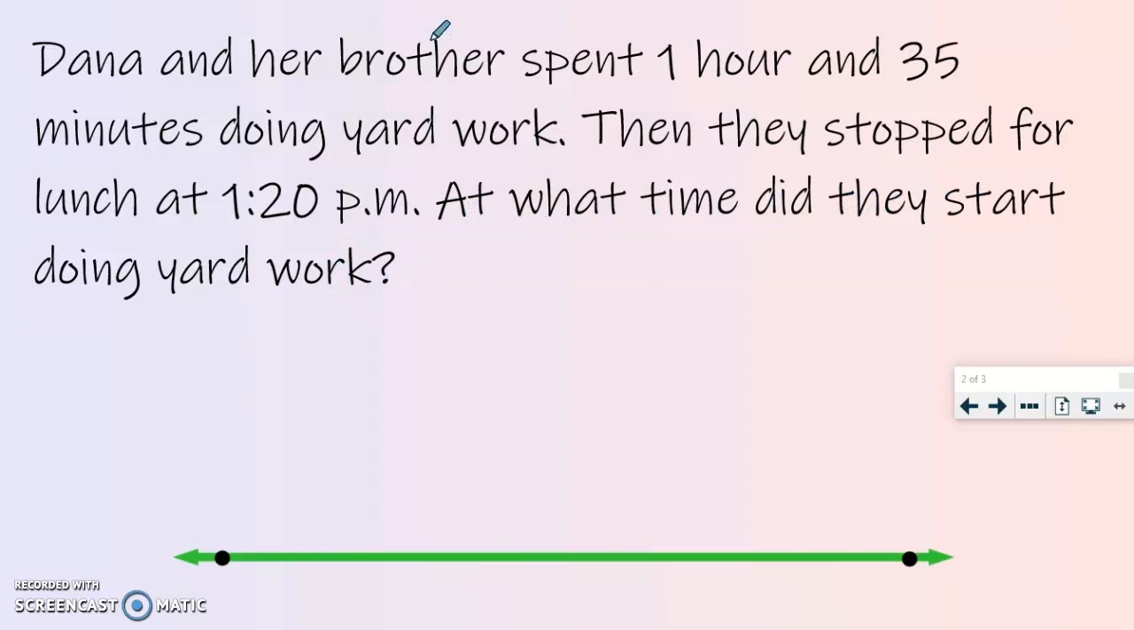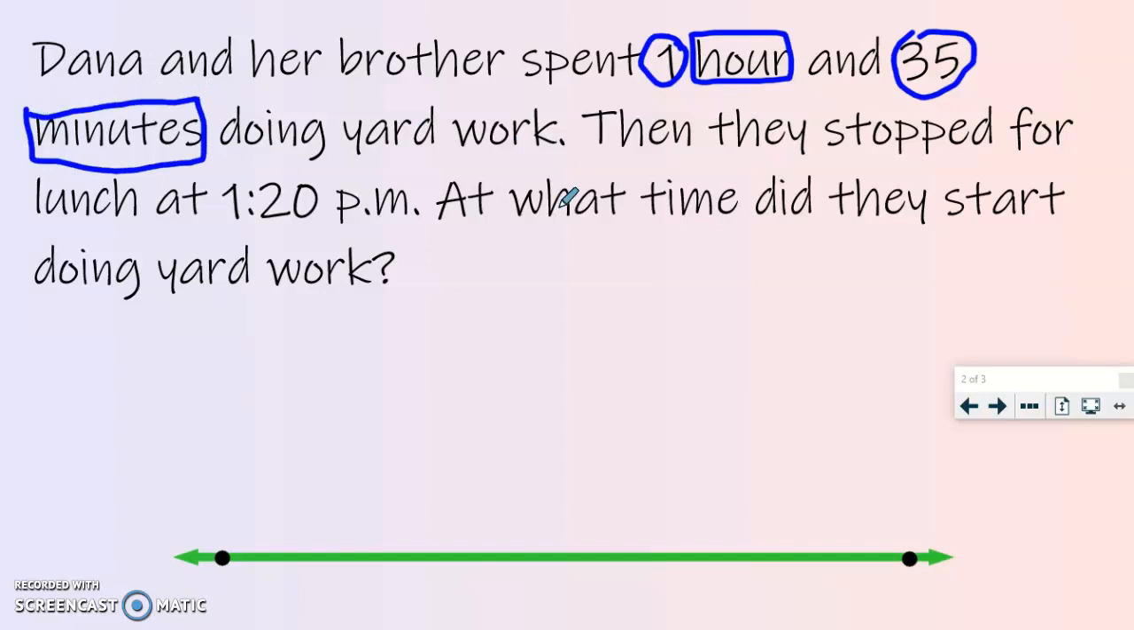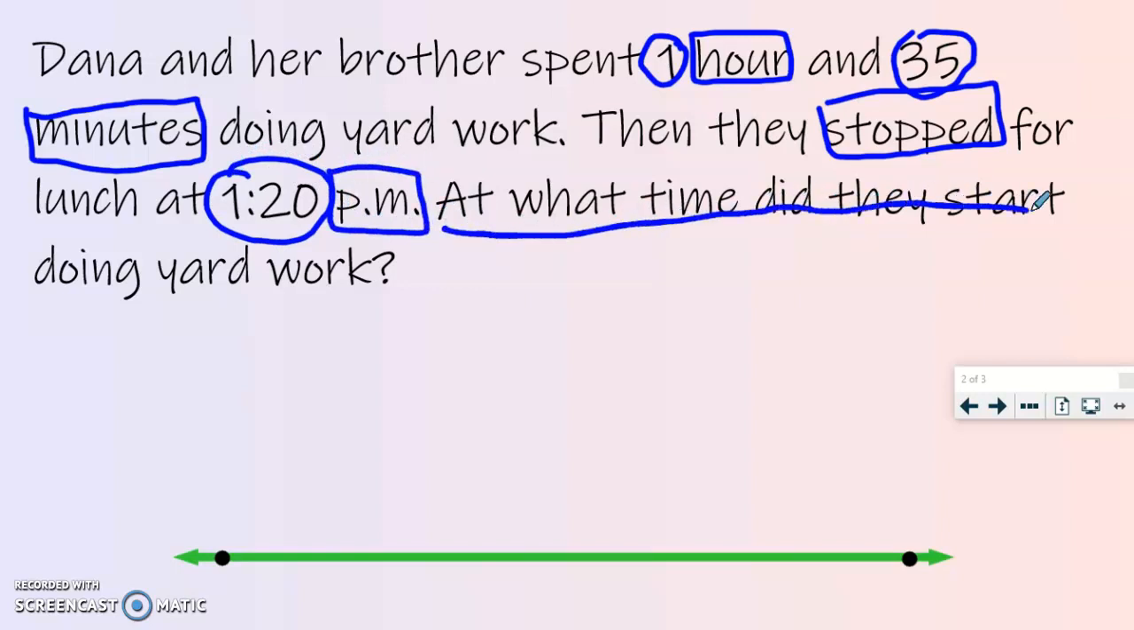Okay, so let's go ahead. We've got 1 hour. Remember, these are our units, so we're going to box this in. And then 35 minutes. Okay. And so this is how much time they spent doing their yard work. And then they stopped at 1:20 p.m. All right. So the question is, at what time did they start doing yard work?